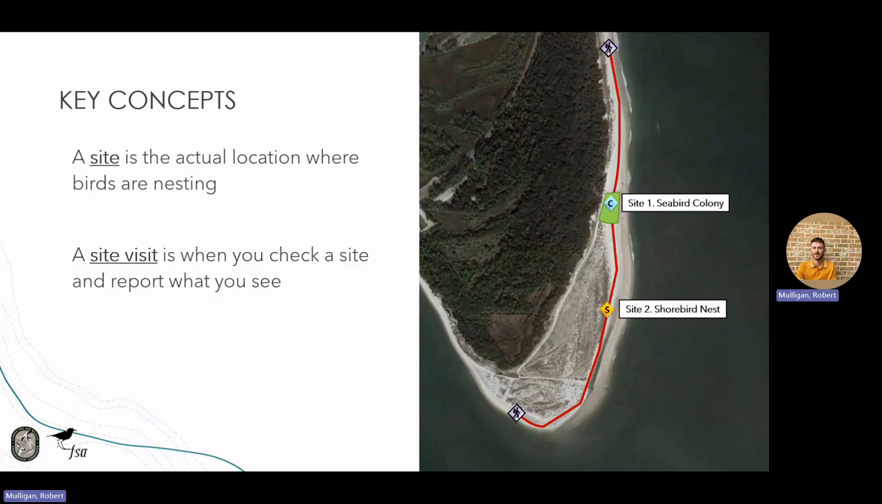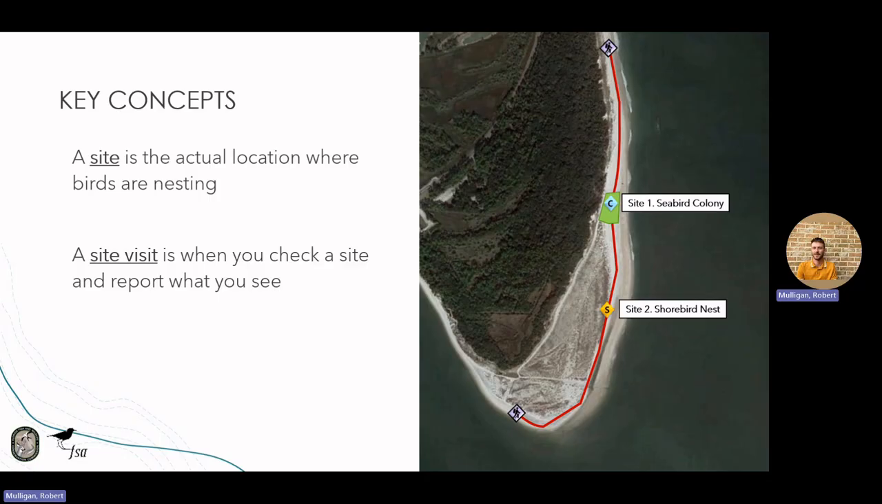Like routes, sites are geographic locations. In our database, solitary shorebird nest sites are represented by a big yellow diamond, and the seabird colonies are represented by a blue diamond. Because seabird colonies cover an area, as opposed to a single point like a solitary nest, the database also uses green polygons to represent the colony footprint as pictured on the map.